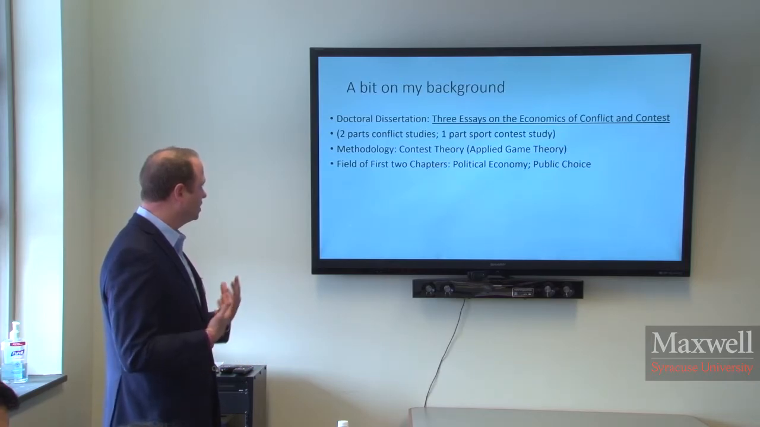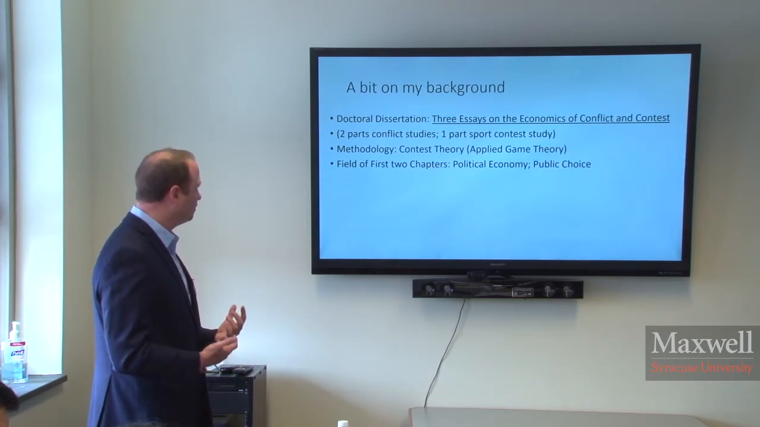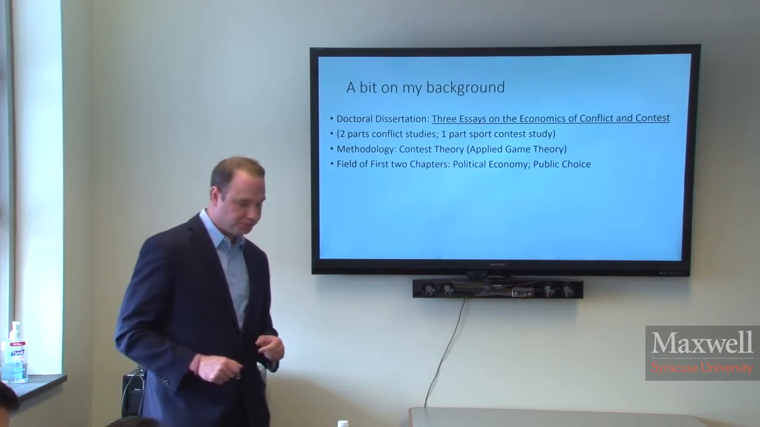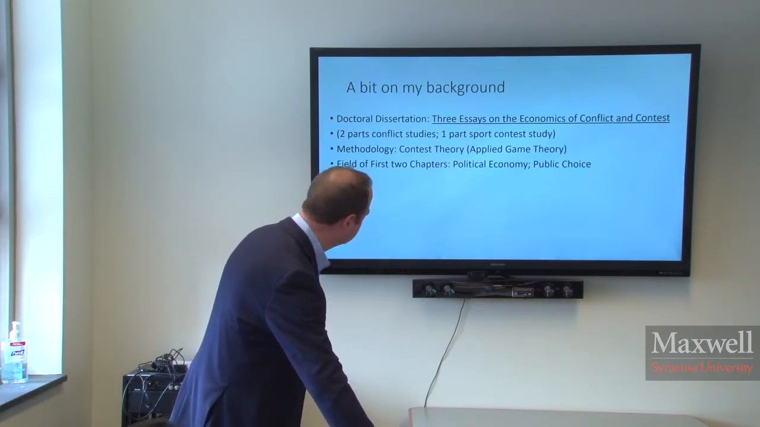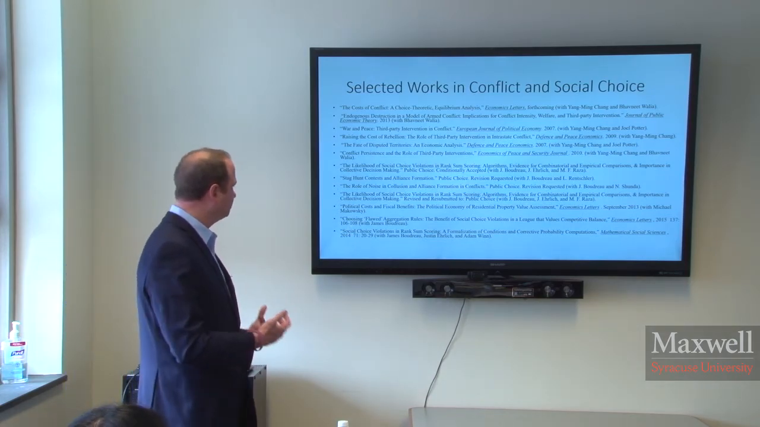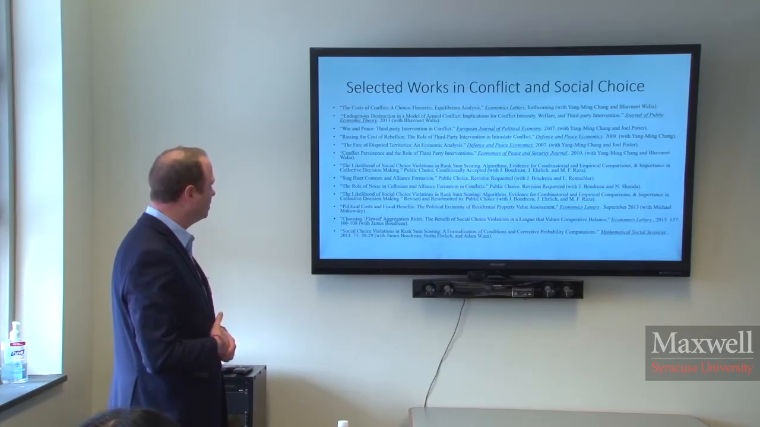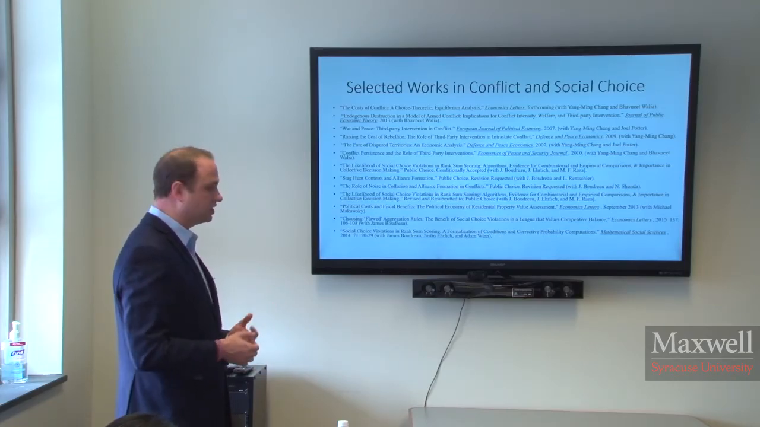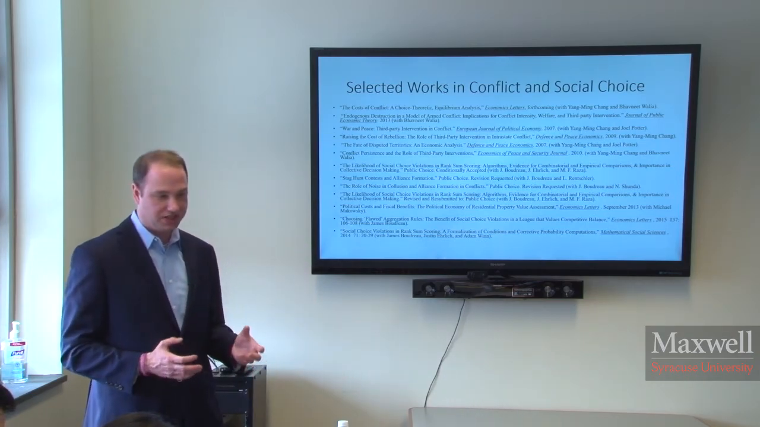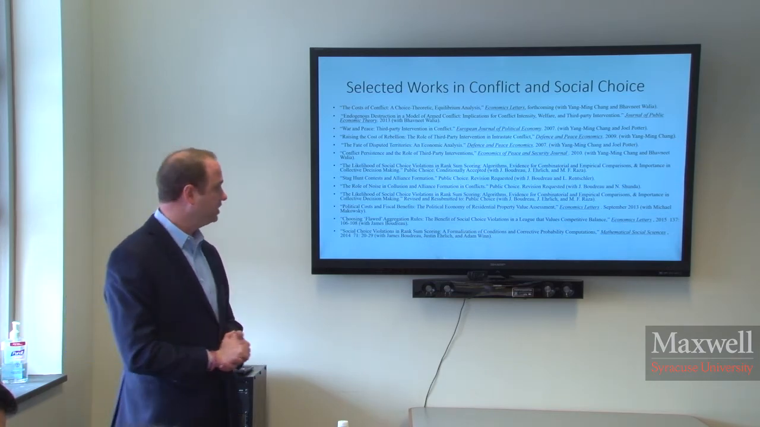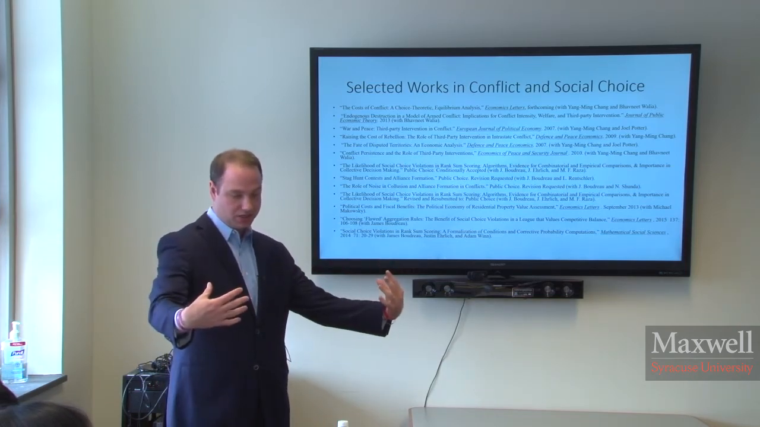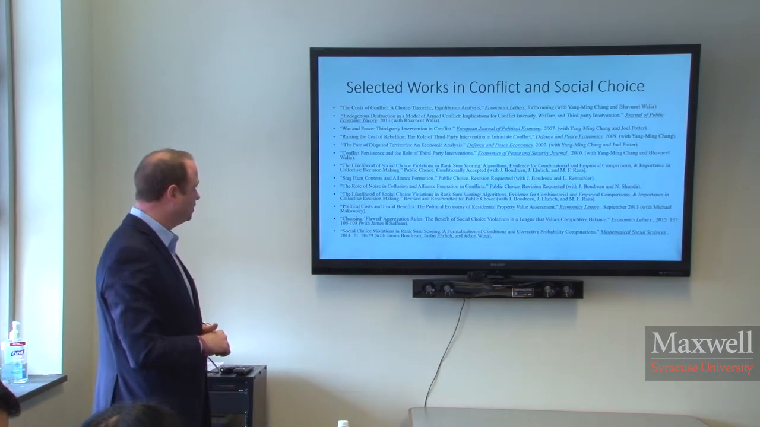So the methodology was contest theory. Really the field for the first two chapters was political economy and public choice. Here are a few of the articles I've written in the area of conflict and also social choice. On social choice aggregation, which is a subset, I would call, of the voting literature: how do we aggregate from individual preferences to a choice for society, and what rules do we use?